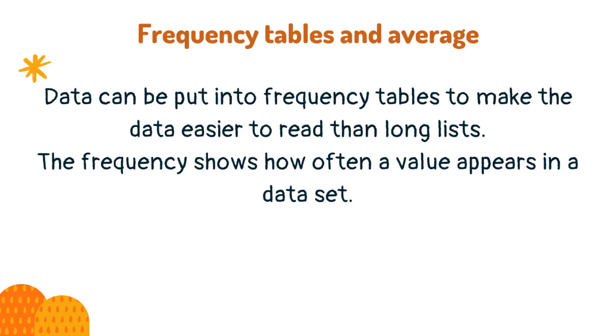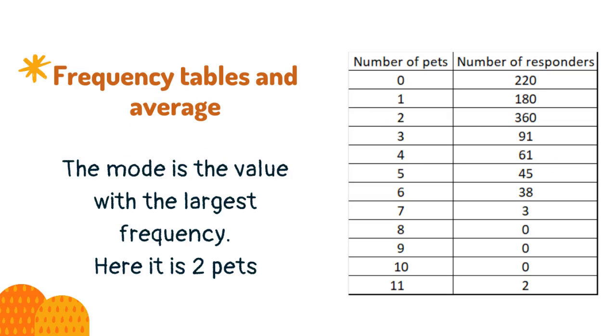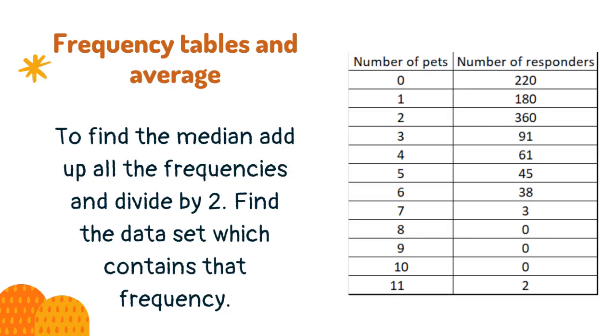Data can be put into frequency tables to make the data easier to read than long lists. The frequency shows how often a value appears in a data set. In a frequency table, the mode is the value with the largest frequency. Here it is 2 pets. To find the median, add up all the frequencies and divide by 2. Find the dataset which contains that frequency.